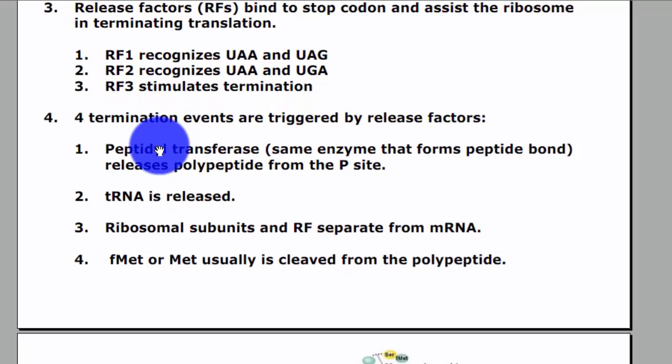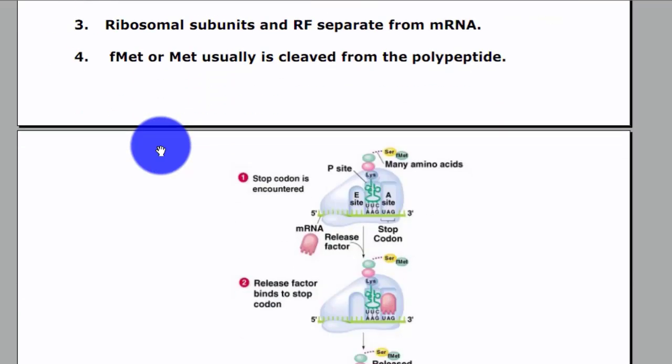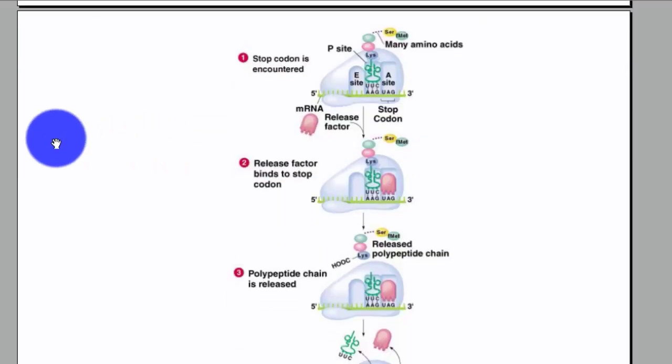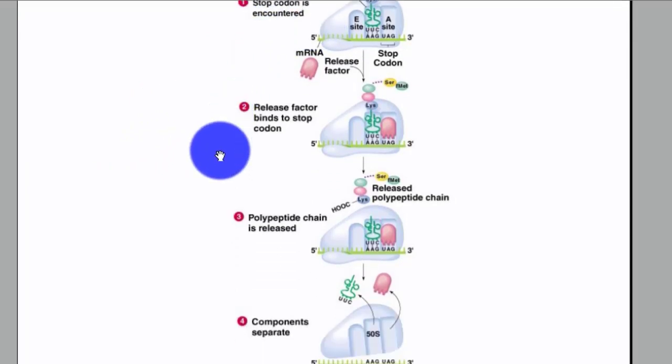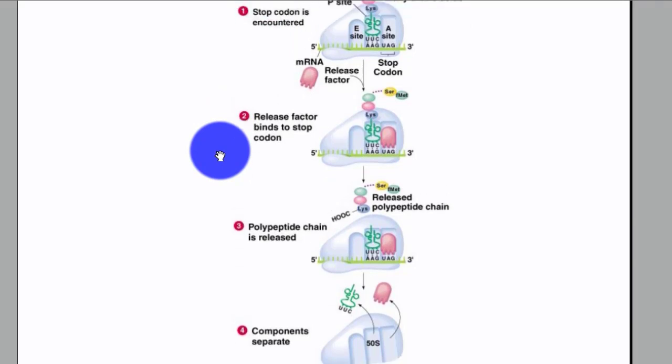RF3 stimulates termination. Termination events are triggered by release factor, and peptidyl transferase catalyzes release. Transfer RNA is released, and the ribosomal subunits and RF separate from the messenger RNA. fMet or Met is usually cleaved from the polypeptide. The stop codon is encountered, and release factor binds to the stop codon. The polypeptide chain is released. Components separate.